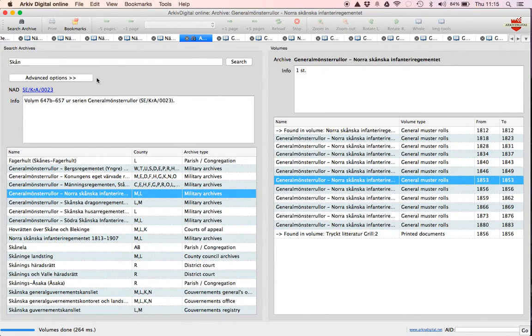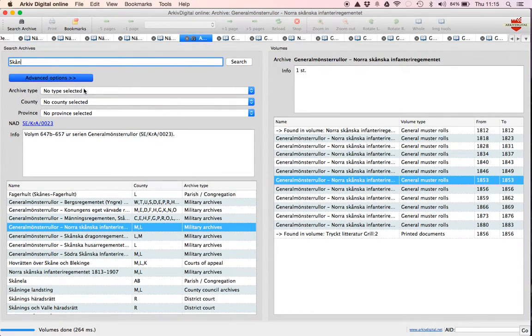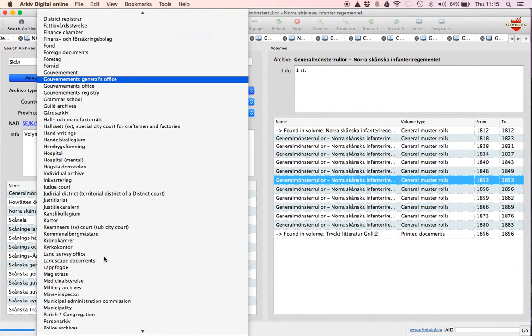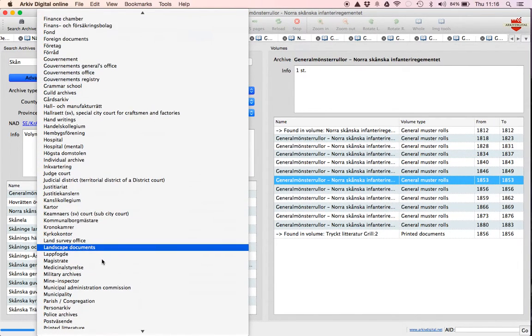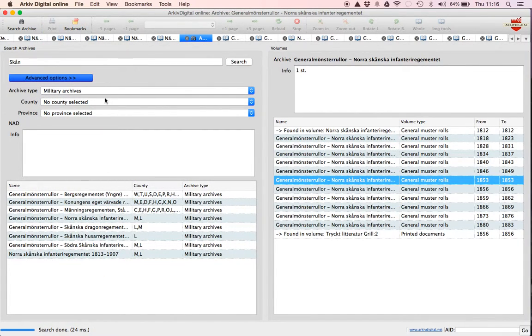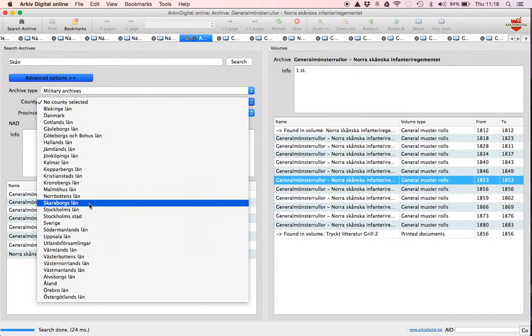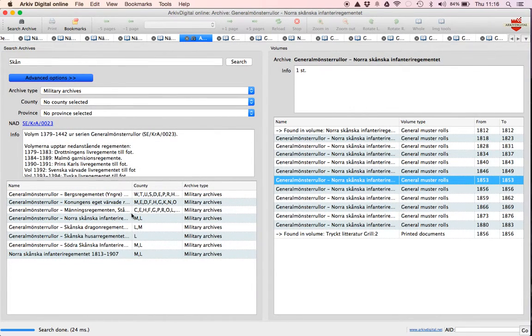You can do a search, and then you can restrict the search on the type. So in this case we are working with military records, and then it's called military archives. And then I can do a restriction on Skåne, maybe. No, I can't. But what I can do is that I can see here it's Malmöhus län or Kristianstad län. So then I know it should be Kristianstad or Malmö.